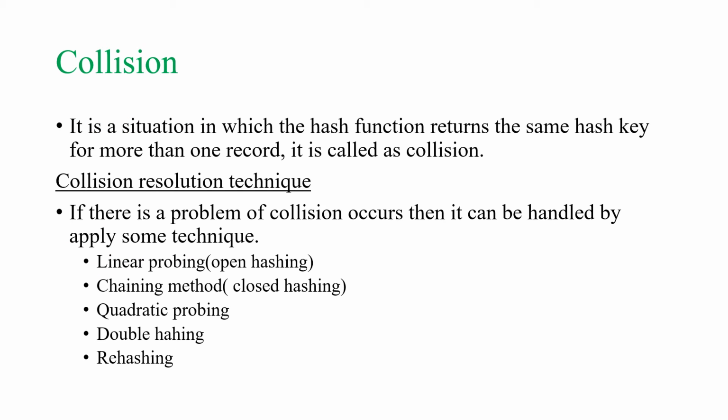What is the drawback or limitation of hashing? We call it a collision. What is a collision? A situation in which the hash function returns the same hash key value for more than one record is called a collision. Now we discuss the various collision resolving techniques. If a collision occurs, it can be handled by applying collision techniques: linear probing or open hashing, chaining method or closed hashing, quadratic probing, double hashing, and rehashing.